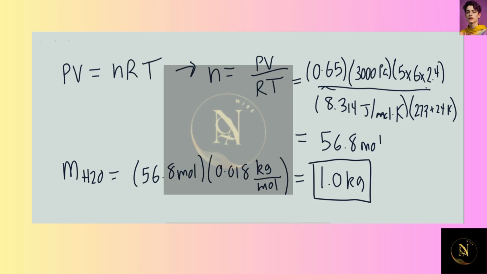So just to recap, we used the table, and because the value was between two elements in the table, we had to do a linear interpolation. Doing that, we found the pressure, and then we used the ideal gas law to get number of moles, and from number of moles, we got the mass for H2O. And that's it.